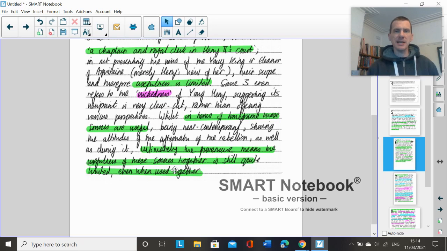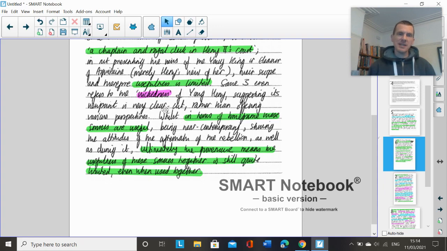So here, there's a bit of this later on as well, but here it says source 3 even refers to the wickedness of young Henry. And by labeling the king's eldest son, who did rebel against his father, wicked, it does suggest, of course, that the viewpoint is very much on the side of the king, Henry II, rather than offering, as it says here, various perspectives or a more detached perspective.